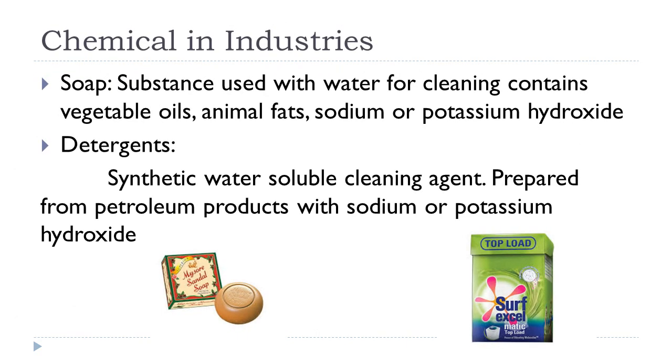Next, we are going to learn about chemicals in industries. First one, soaps. Soaps are substances used with water for cleaning and washing and are made from a compound of vegetable oils or animal fat along with sodium or potassium hydroxide. Sodium and potassium hydroxide is a chemical, and vegetable oil and animal fat are the natural products. So it is obtained from the vegetable oils and animal fat along with the sodium or potassium hydroxide.